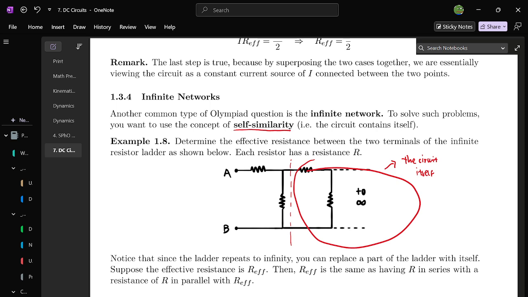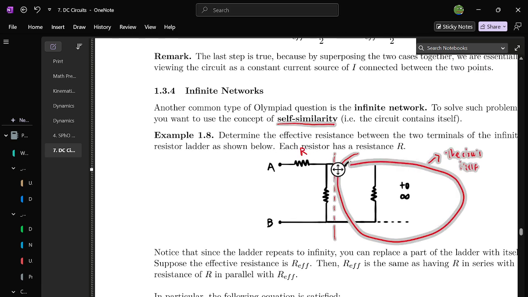What this means is that, so here is R, here is R. What this means is that you have this. These two circuits are equivalent.